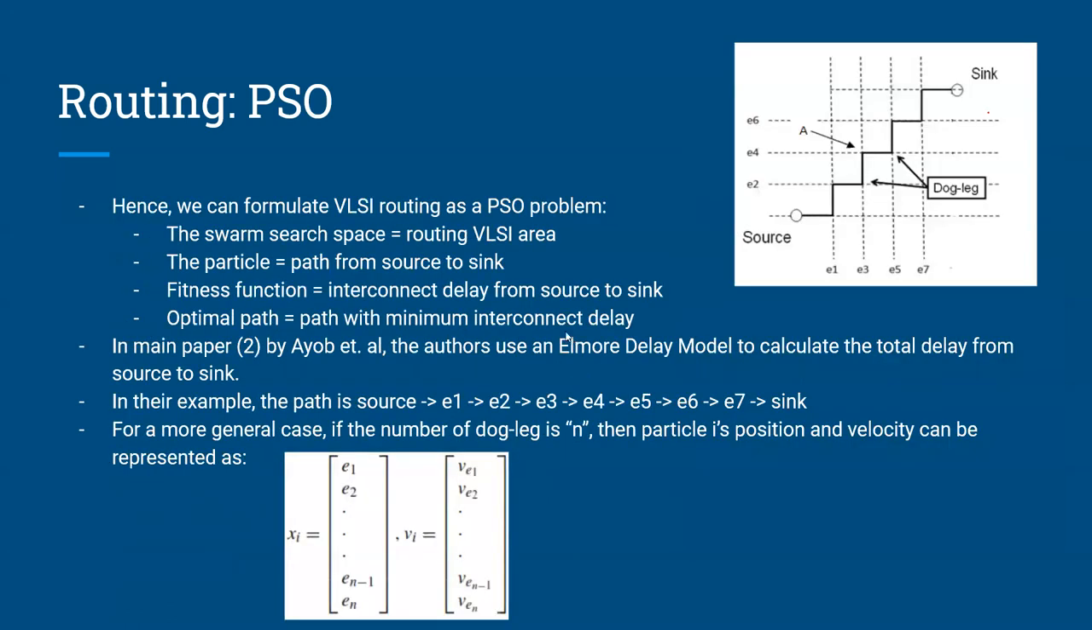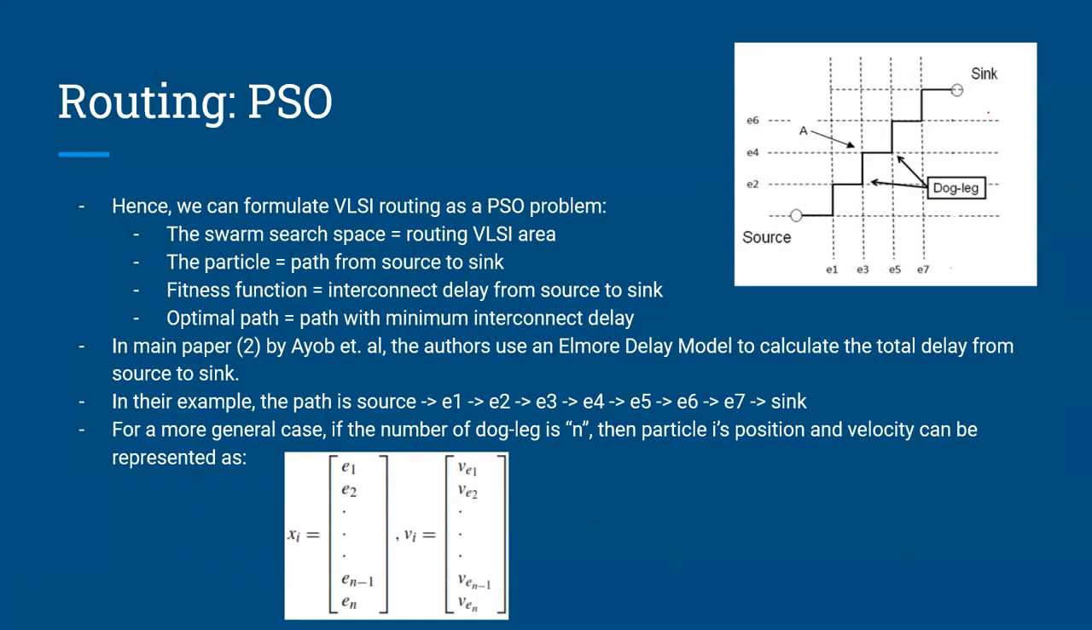Okay, so now how do we formulate VLSI routing as a PSO problem? We can see the swarm search space is equal to the VLSI routing area. The particles are the paths from the source to sink. The fitness function is the interconnect delay from source to sink, and the optimal path is the path with the minimum interconnect delay.